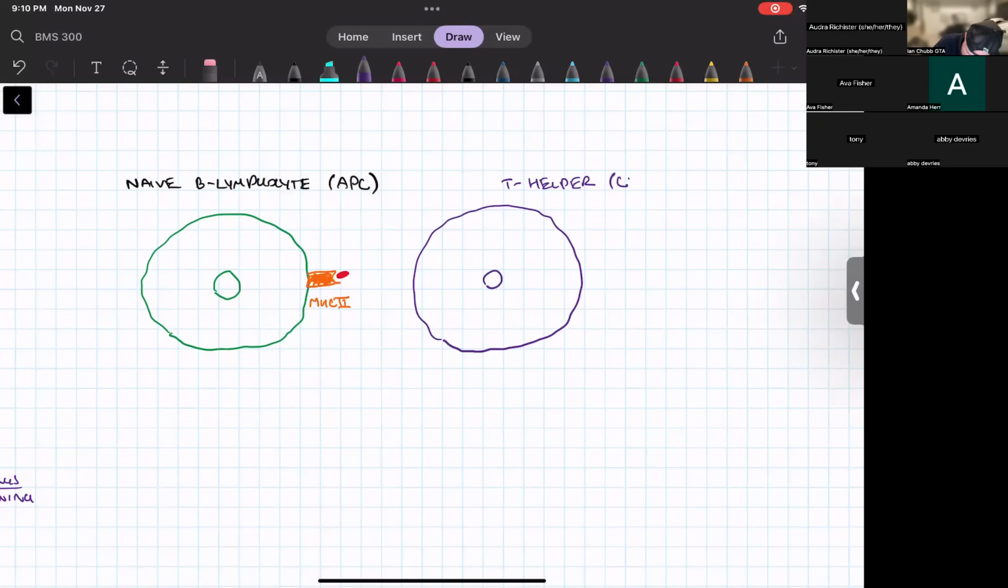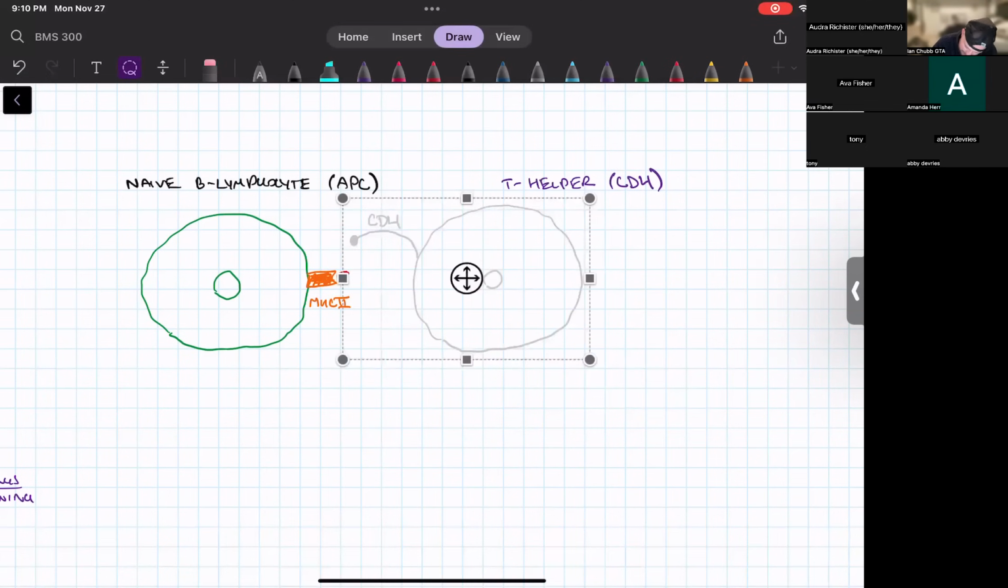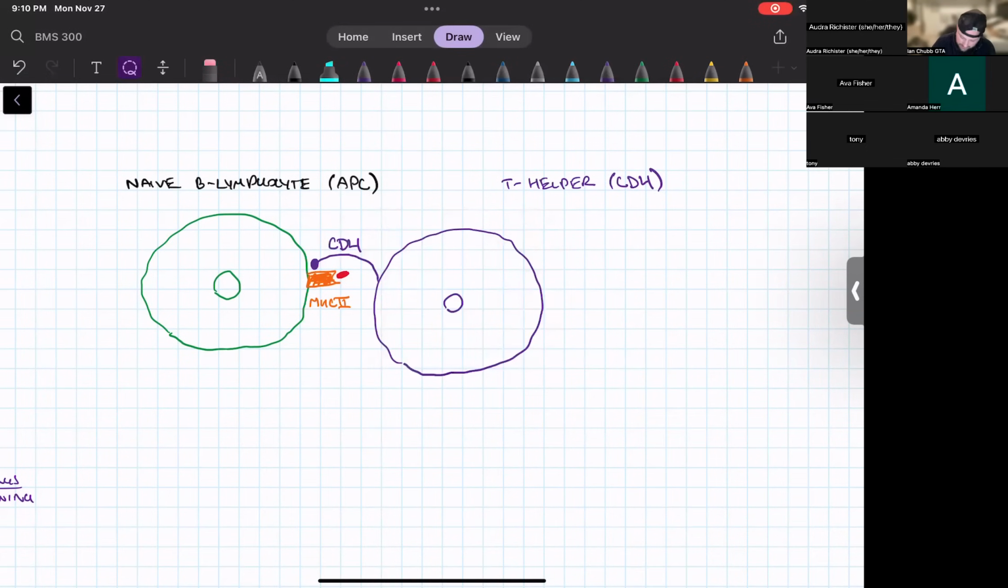I can also call this a CD4 cell. We call it a CD4 cell because it's going to have a little protein on it that's called CD4. This protein is going to help anchor to that naive B cell. So this T cell is going to get closer and anchor. And once we anchor, we'll have another receptor here.